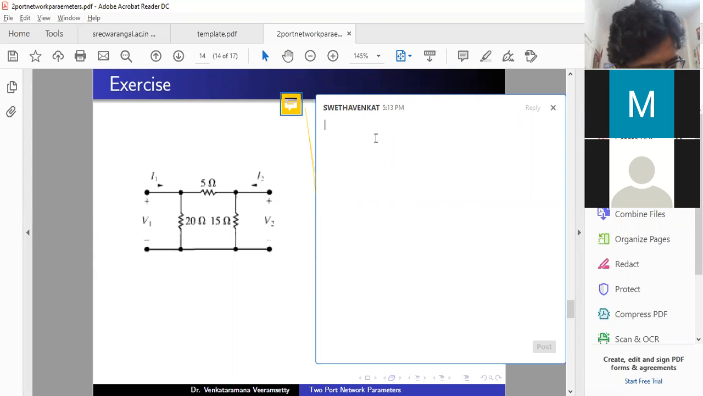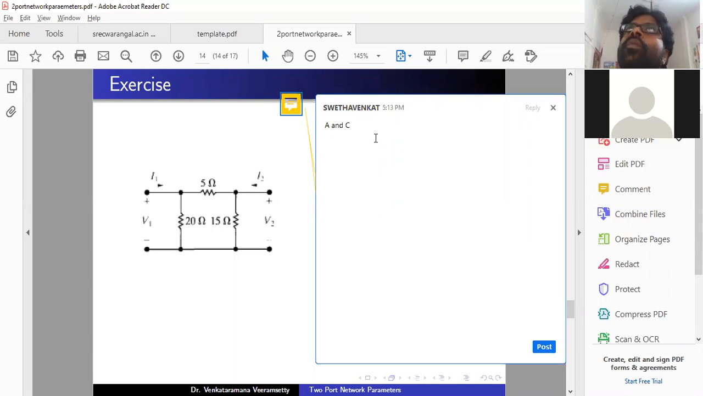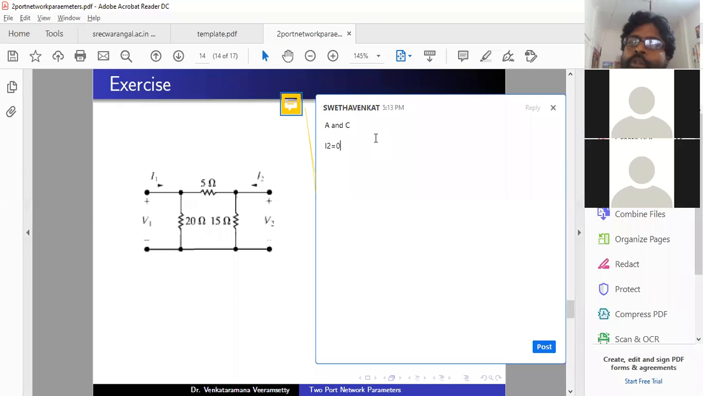Now, first I want to calculate A and C. So how do we calculate A and C? If you want to calculate A and C, we have to make I2 equal to 0, right? In the previous slide we discussed it: V1 equal to A into V2 minus B into I2, and I1 equal to C into V2 minus D into I2. So if you want to calculate the A and C parameters, you have to make I2 zero.